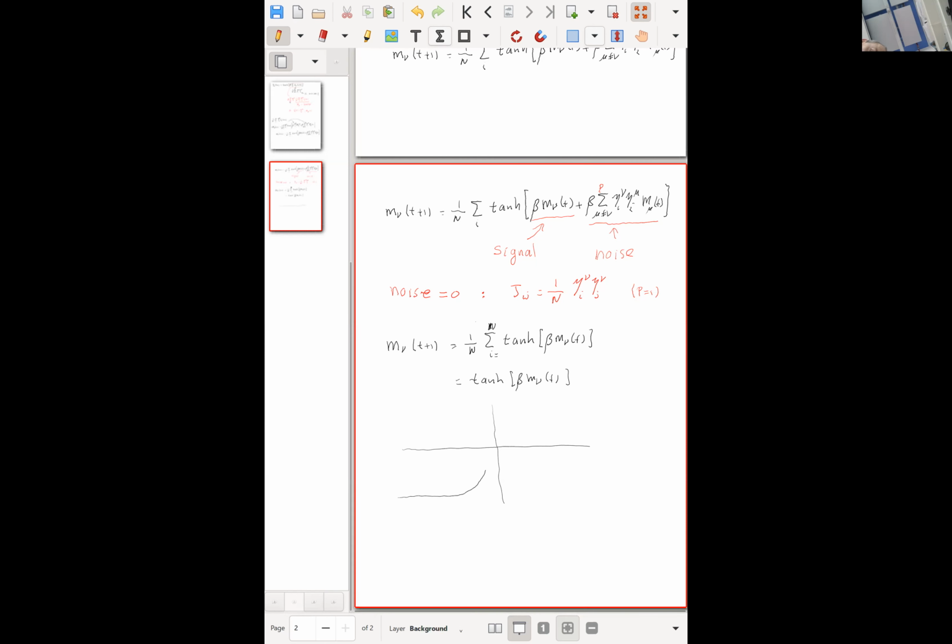We talked about this last time. So that's the tanh term. And basically, we have an equilibrium when m nu of t plus 1 equals that. So we have 3 equilibria. So one here, one here. These two are stable and these two are unstable. Okay, so memory can be embedded.